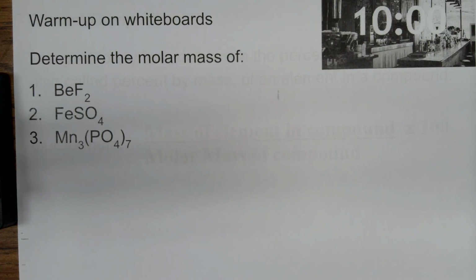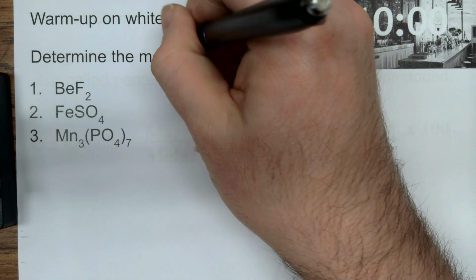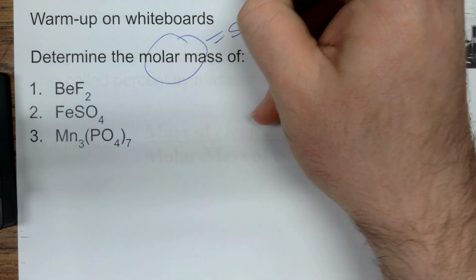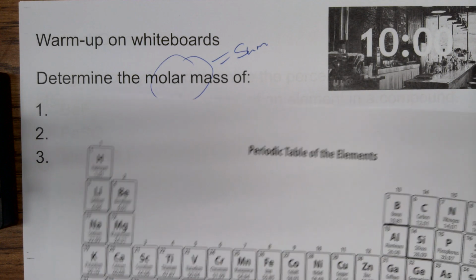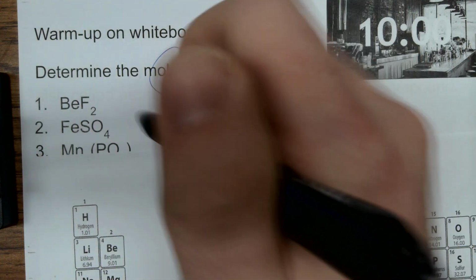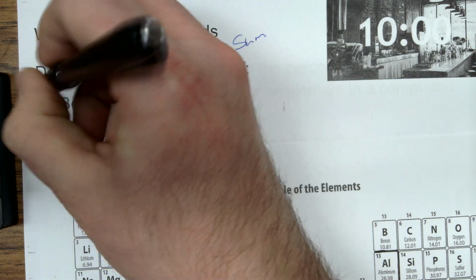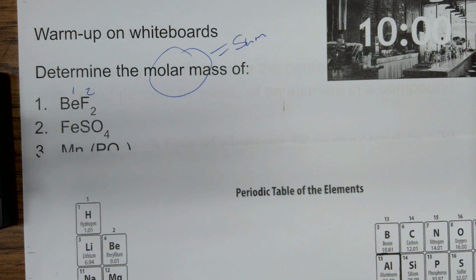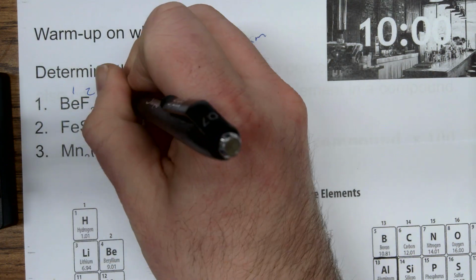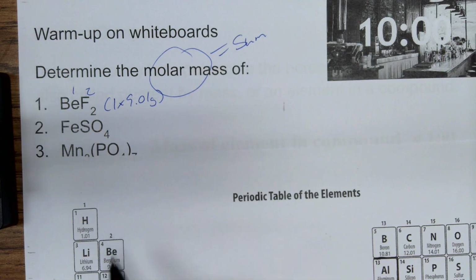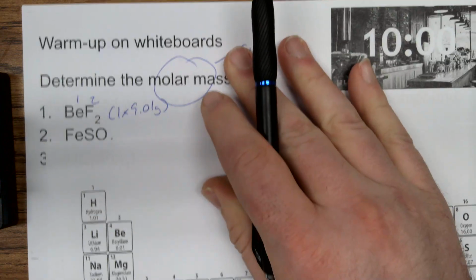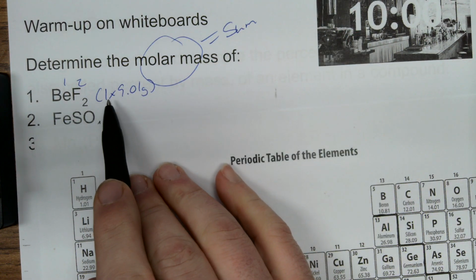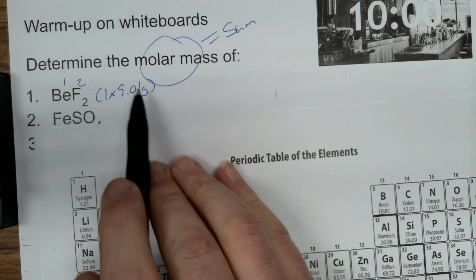All right. So remember, guys, my molar mass, as you saw, was the sum of all the atoms present. The biggest thing I need to figure out my molar mass is my periodic table. So if I'm looking at beryllium fluoride here, I have one beryllium atom and two fluorine atoms. 1 times 9.01 grams. I take that straight from my periodic table. Beryllium, 9.01. I have one atom of beryllium in my compound, 1 times that.